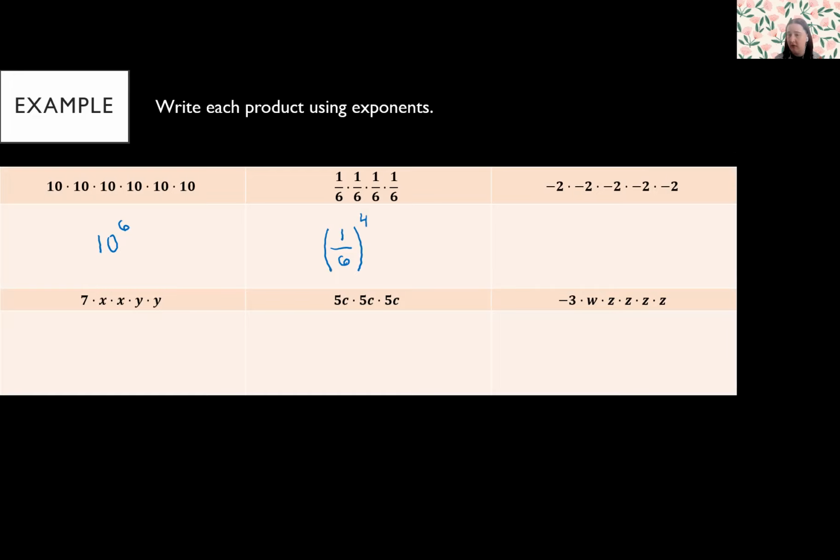Next, we have -2 times -2 times -2 times -2 times -2. So -2 is the thing that's being repeatedly multiplied. And we put that in parentheses because that whole -2 is getting the exponent. And there's 5 of them. So that's going to be -2 in parentheses to the 5th power.